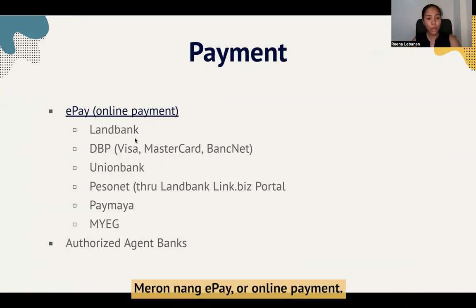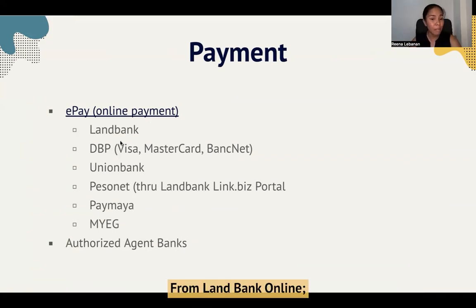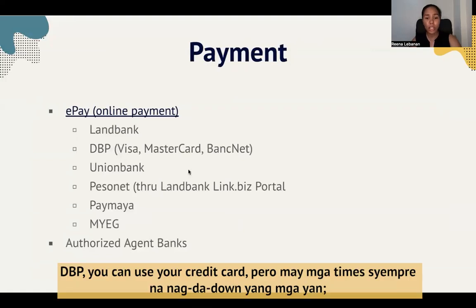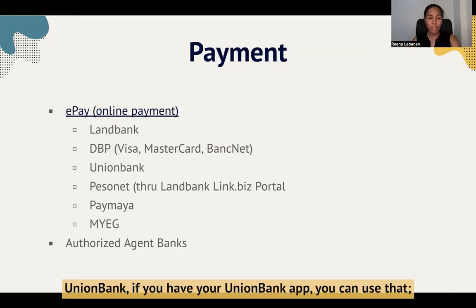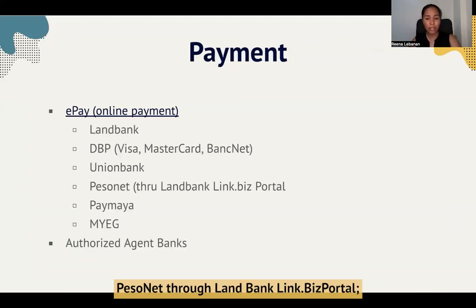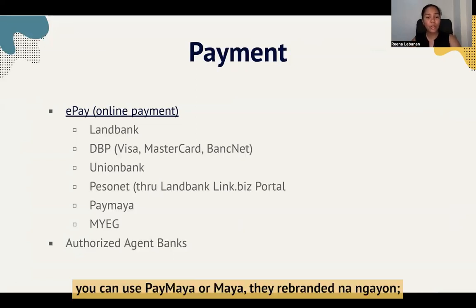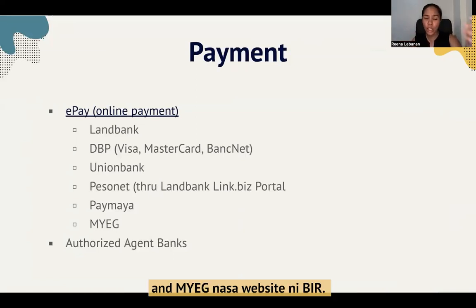There's e-pay or online payment from Land Bank, Land Bank Online, DBP, where you can use your credit card, but of course there are times when these go down. Union Bank, if you have your Union Bank app, you can use that. PesoNet through the Land Bank Link.Biz Portal. You can use PayMaya or Maya, they've rebranded now. And MyEG, which is on the BIR website.